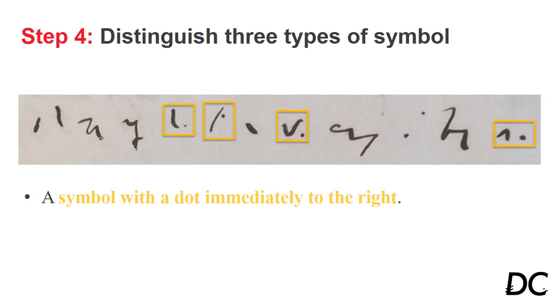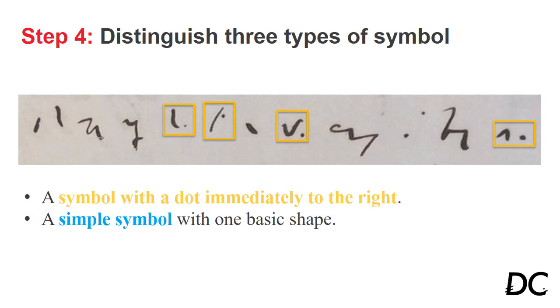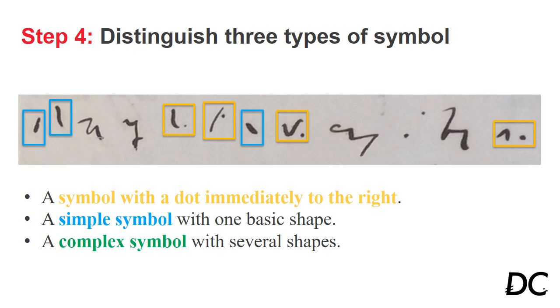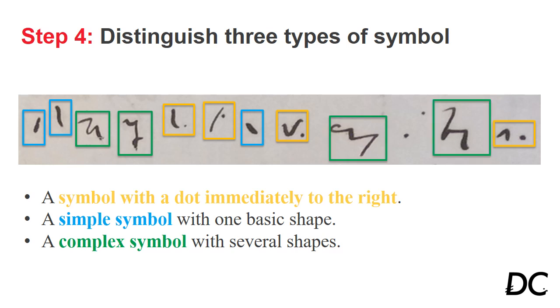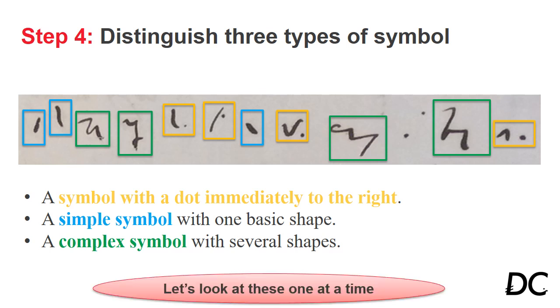The second type of symbol is a simple symbol, or a symbol with one basic shape. How many symbols left on the slide have just one basic shape? You'd probably say 3, here, here, and here. Finally, we are left with symbols with lots of shapes. These more squiggly shapes are what we call complex symbols. There are 4 of these, here, here, here, and here. There are also 2 isolated dots, which can be analysed separately. So, let's analyse these 3 types of symbol one at a time.